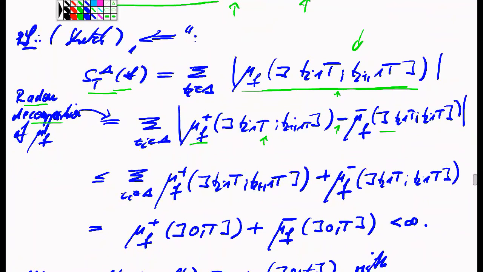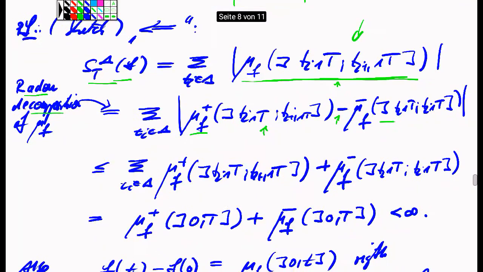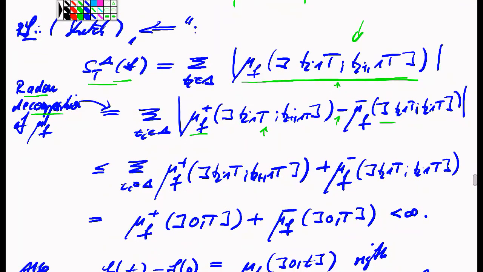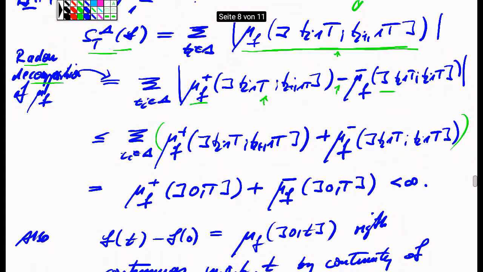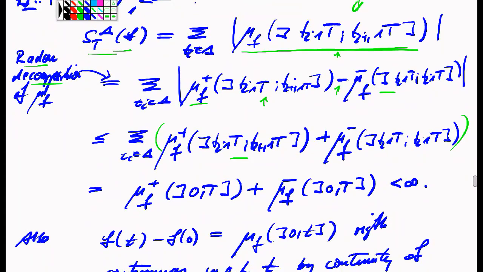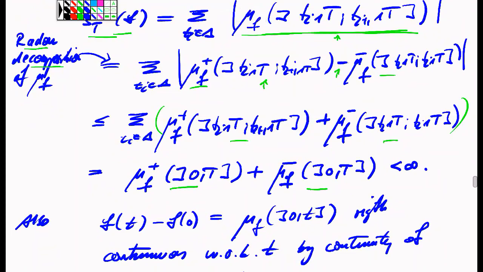Okay, so then by the triangle inequality for absolute value, of course, these individual summands are bounded from above by the corresponding sum of the two components. And then by additivity of these two measures, each of these individual sums is just the measure of the positive part of the mu f measure and the negative part of the mu f measure of the total interval from 0 to t, and this by the local finiteness assumption is finite.